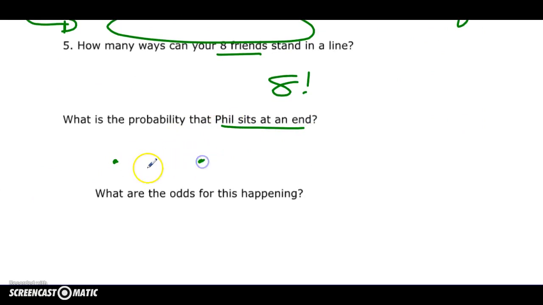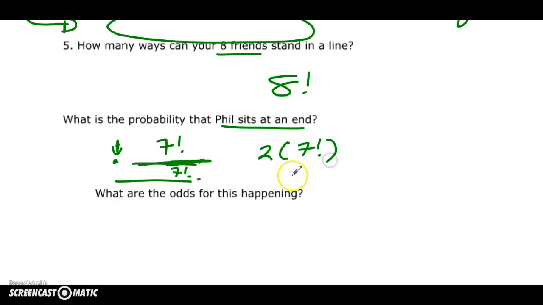Phil can be here or here at the end, and there's people in the middle here. So we look at this one first, where Phil's first. There's 7 factorial ways to line that up. Phil's last, there's 7 factorial ways to line that up. So you can add those together, which is the same as 2 times 7 factorial. Okay, what are the odds of this happening? So this is the probability. So the probability would be this over this, right?